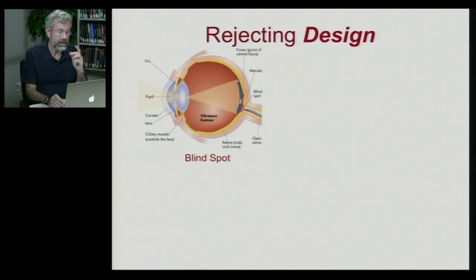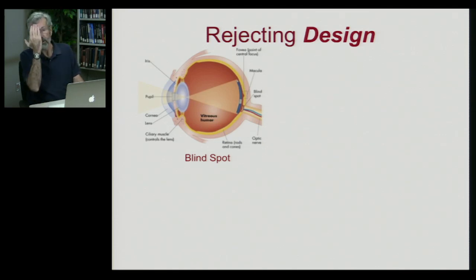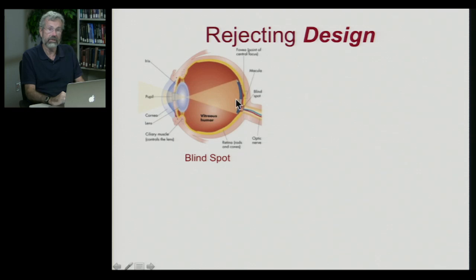And one of the easiest things to notice in your own vision is that you have a blind spot. You can cover up one eye, and somewhere a little off here somewhere, you can't see the details. And that's because that's where your optic nerve comes from the brain into the retina. And there's no photoreceptors right there, so you have a blind spot.